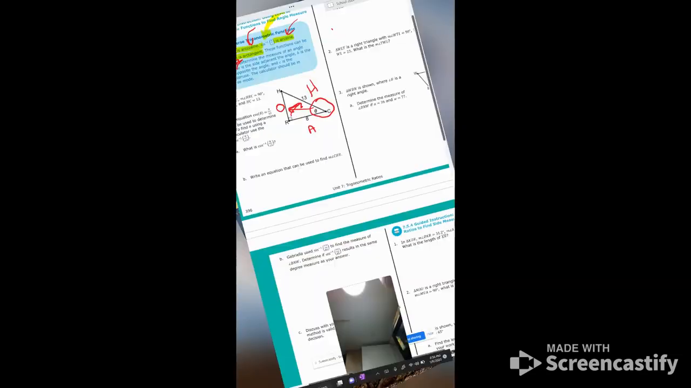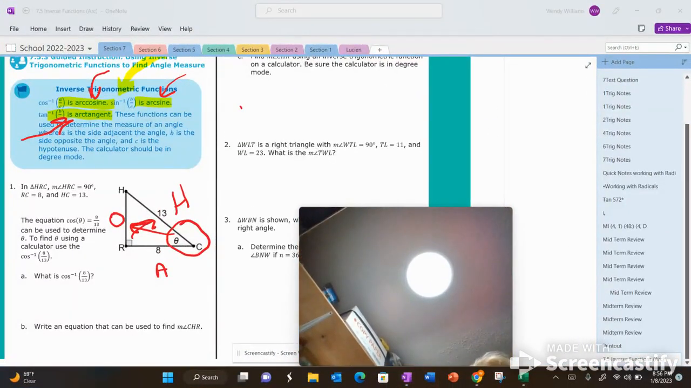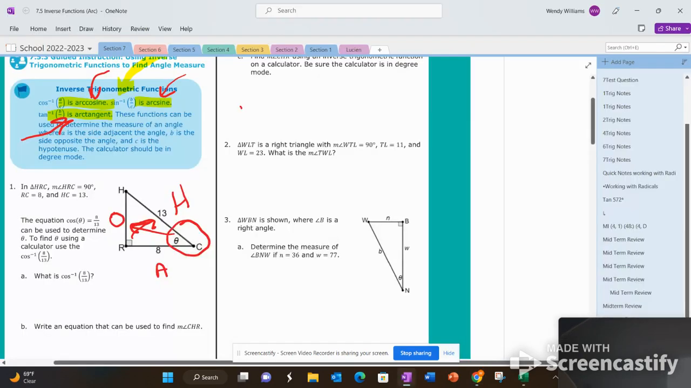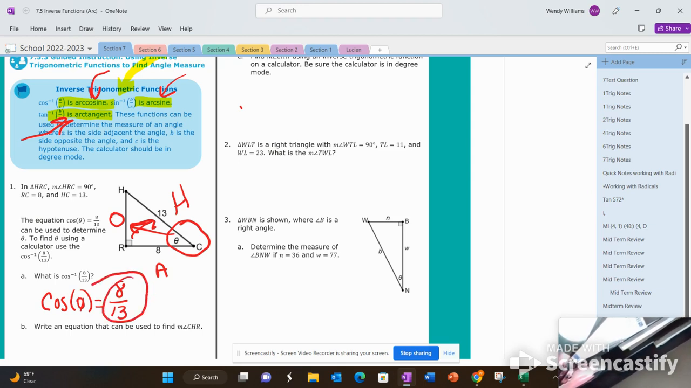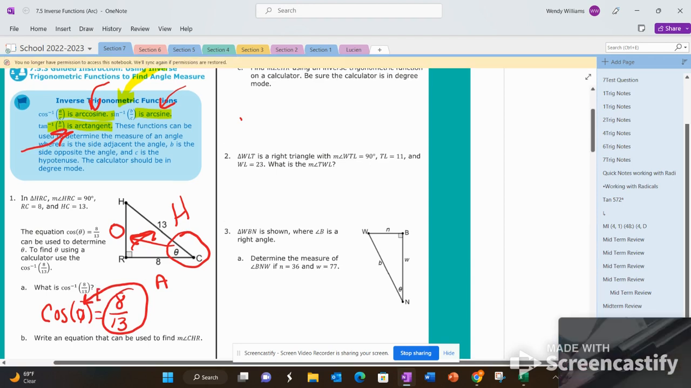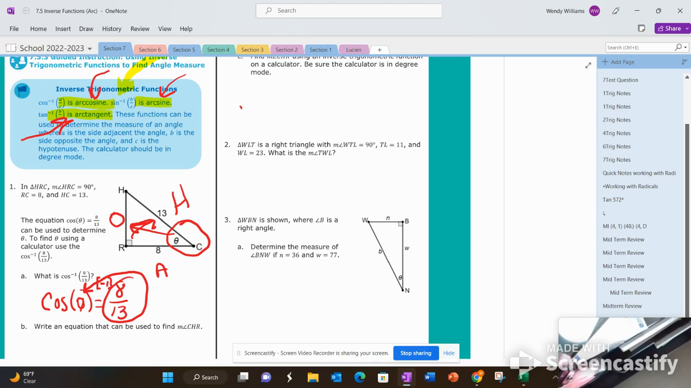And that's nothing more than cosine. The cosine of some angle theta equals adjacent over hypotenuse. And in order to find it, we take the ratio and put it in the parentheses and hit second cosine.